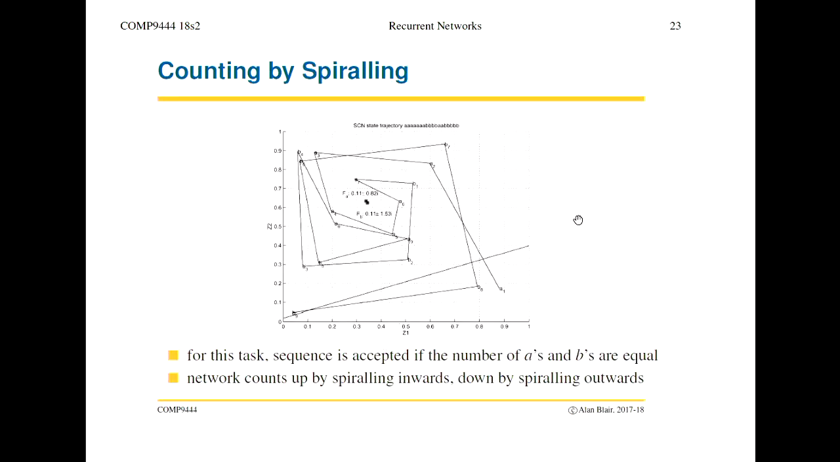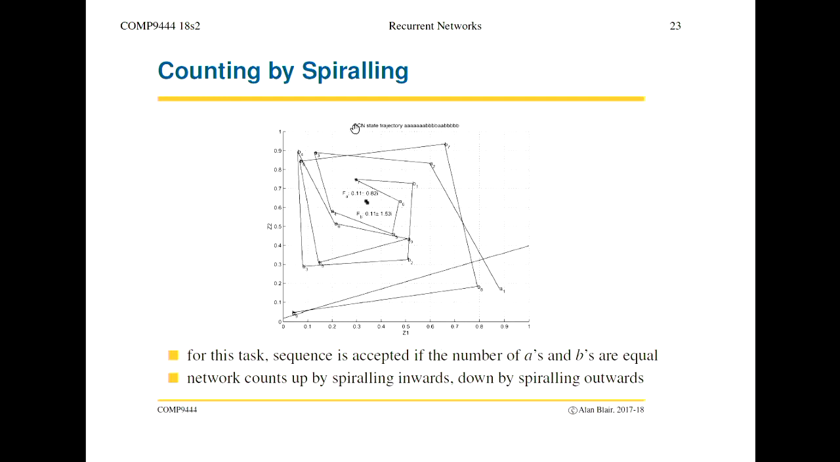And here's another task, a related task. Here, instead of having all the A's and then all of the B's, we have a mixture of A's and B's, and the task of the network is to tell us whether the number of A's and B's match. What emerges here is actually a kind of spiraling behavior. There's some fixed point here, and the activations are spiraling around that fixed point.